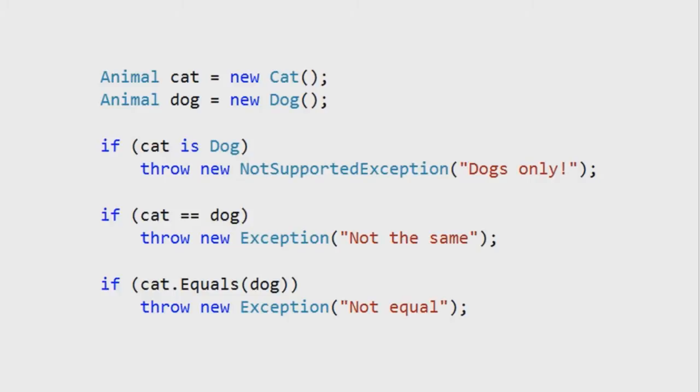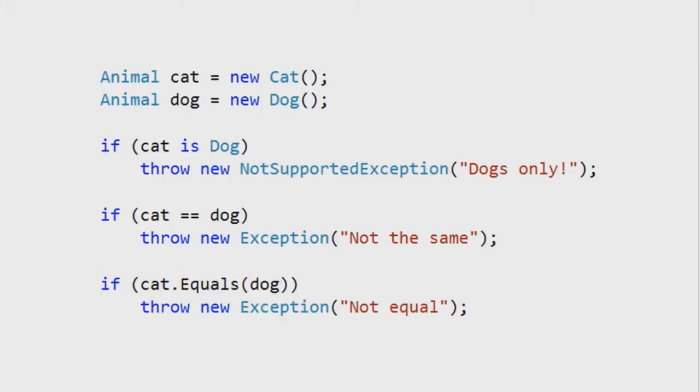All right, so check it out. So the first one is if the cat is a dog, right, which we know isn't true, so we say it's a not supported exception. By the way, choosing the exception type is going to kind of be up to the developer. You could create custom exceptions that are way more explicit. You could say cat is not dog exception if you really wanted to.